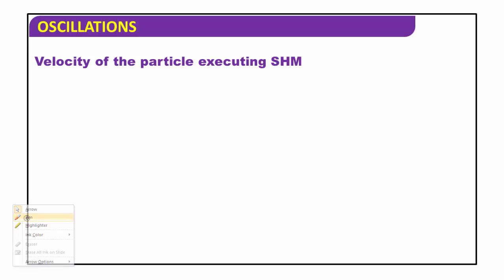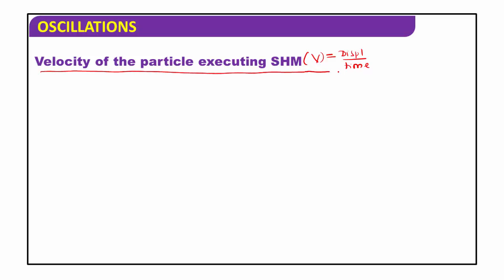You are familiar with the definition of velocity. Velocity means the rate of change of displacement. Now we are going to find the equation of velocity of the particle executing simple harmonic motion. The rate of change of displacement of the particle is called the velocity of the particle.